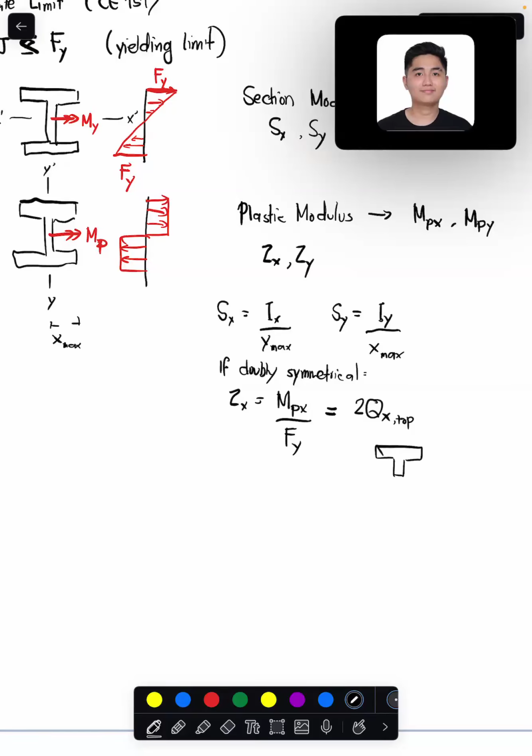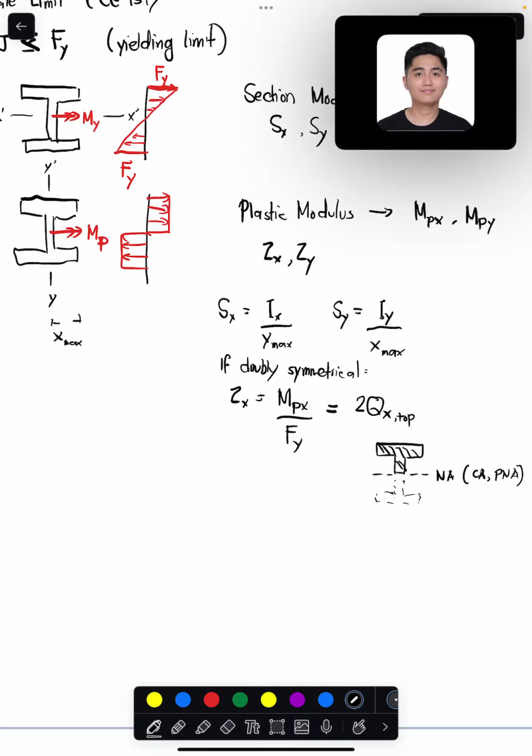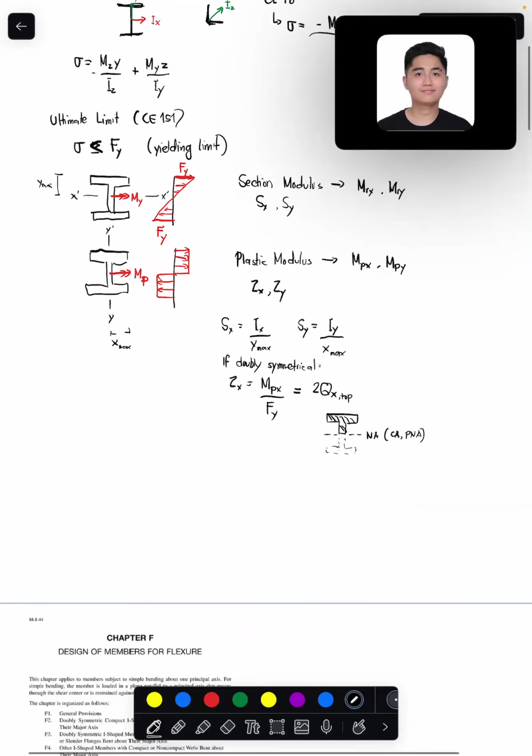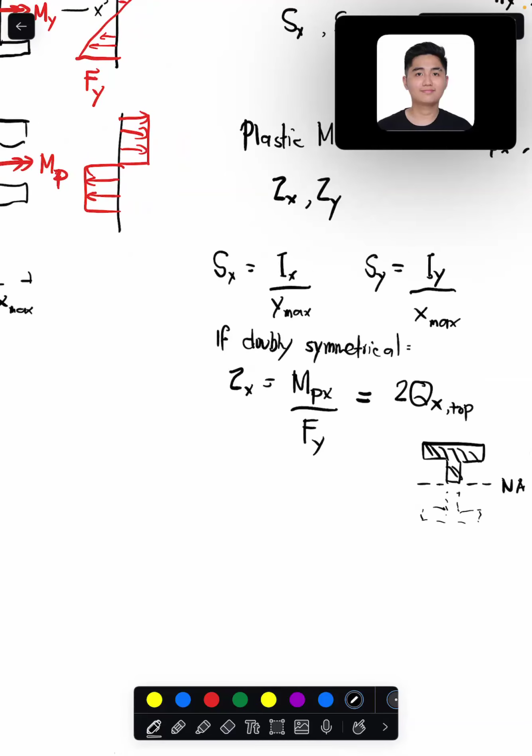Itong part na ito. So, kung ito yung neutral axis, which is also the centroidal axis and the plastic neutral axis, so kahit yung nasa taas lang na first moment of area, then minultiply mo by 2, yun yung z sub x. If and only if doubly symmetrical yung section mo. So, in such way na hindi na uusog yung neutral axis mo. Hindi mo na siya kailangan hanapin. So, if doubly symmetrical, this will apply.